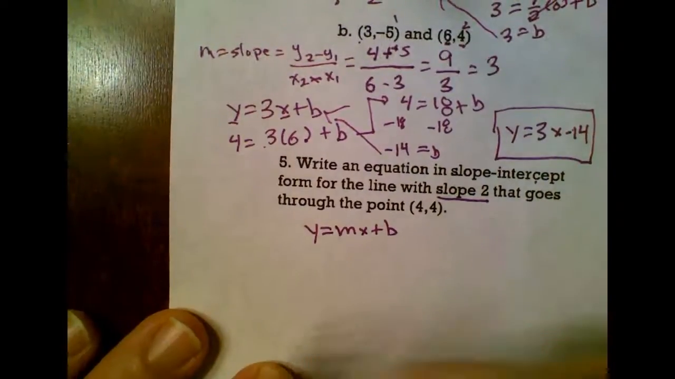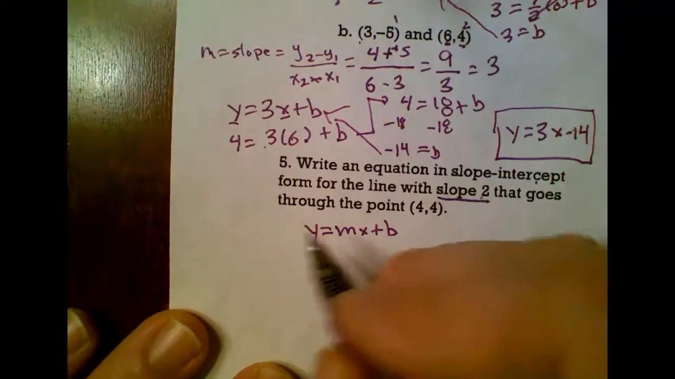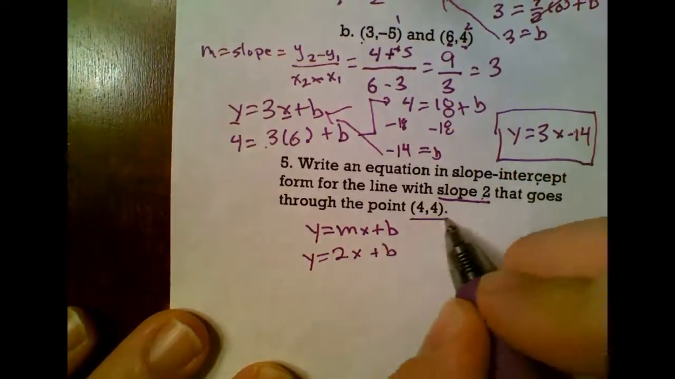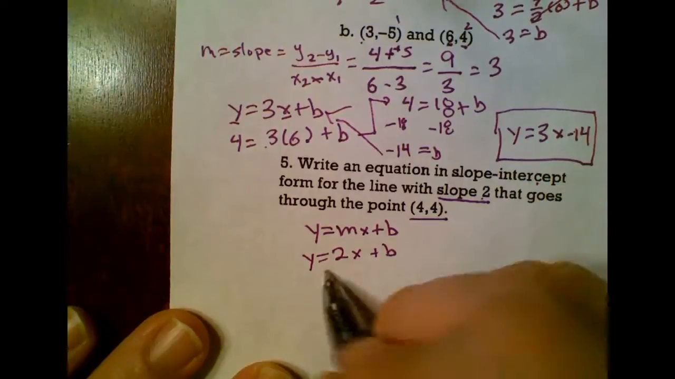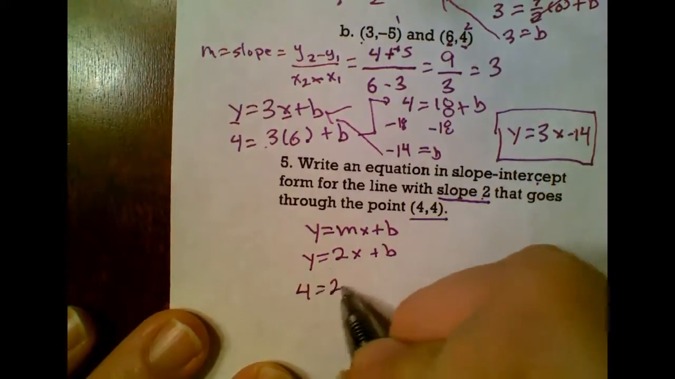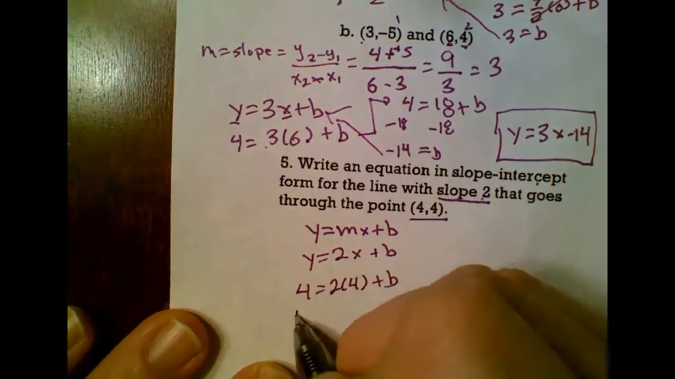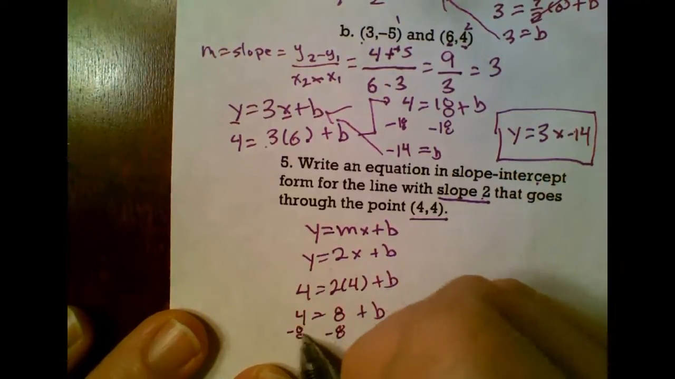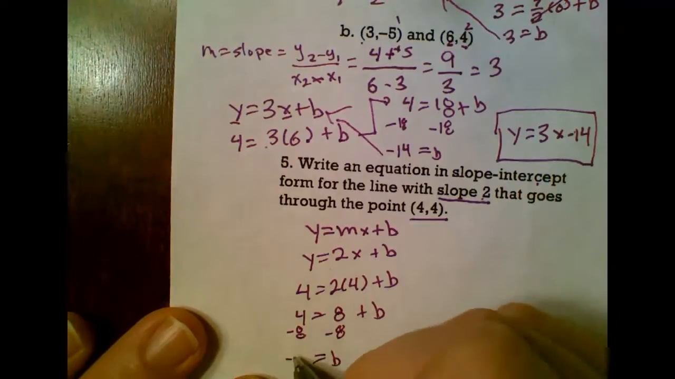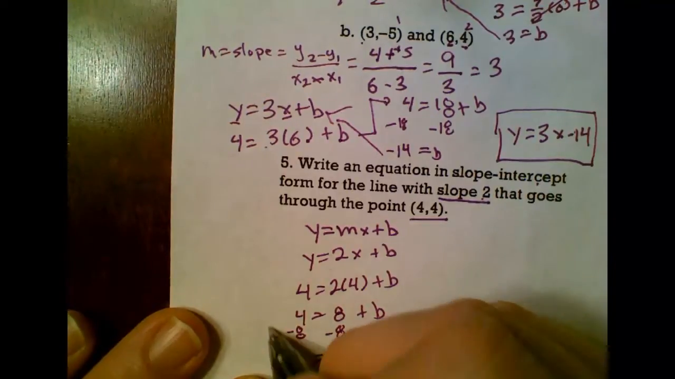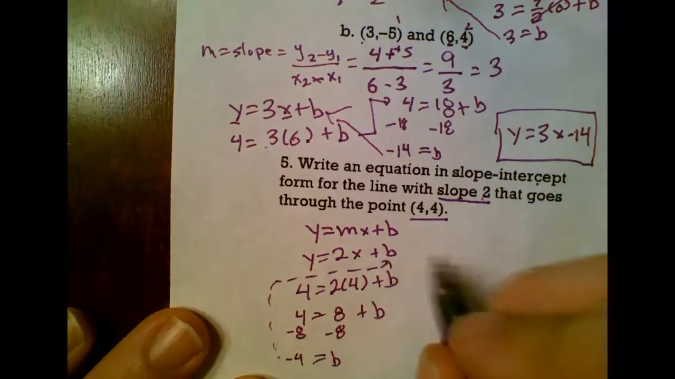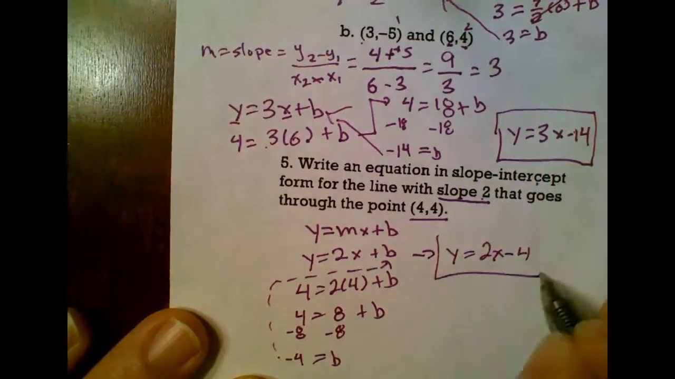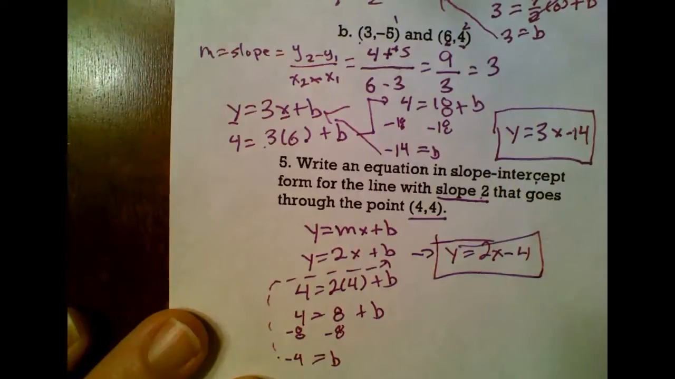Here we already know the slope, it's 2. So let's write that y equals 2x plus b. And we got a point. We know this line goes through this point, so we're just going to plug it in there. So we got 4 equals 2 times 4 plus b. So 4 equals 8 plus b. Subtract that 8 from both sides, and we get b is equal to negative 4. Rewrite this whole thing by plugging this right in for b. So we get y is equal to 2x minus 4. And there's your equation. Okay.